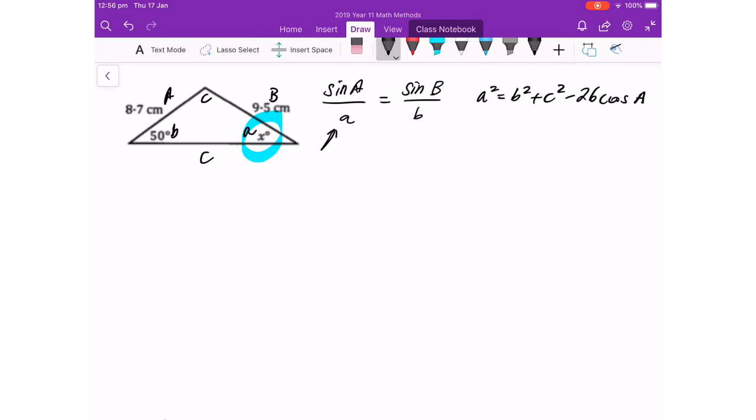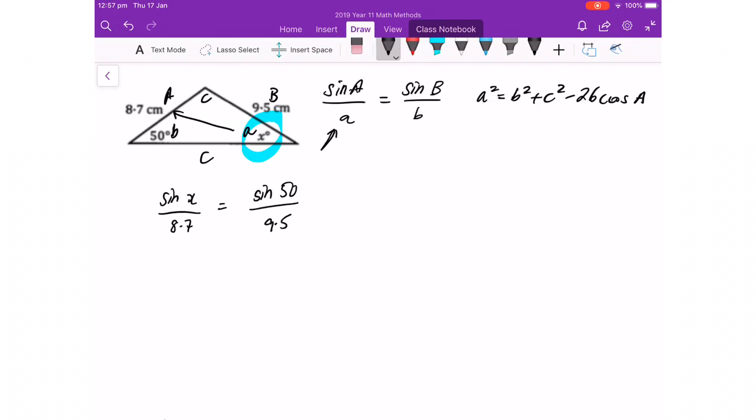And remember that for sine, you can only put angles in there. You can't put a side. So let's substitute it right in. So sine A, so my A is x in this case, divided by the side, which is 8.7 because that's directly opposite it, is equal to sine 50 divided by 9.5.